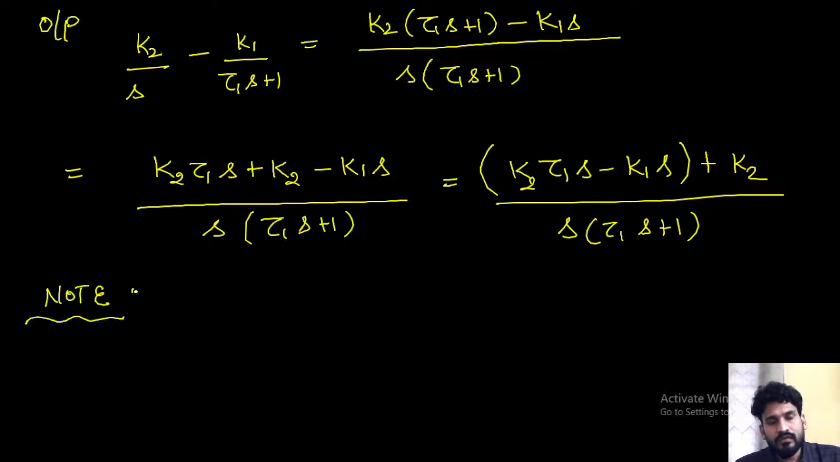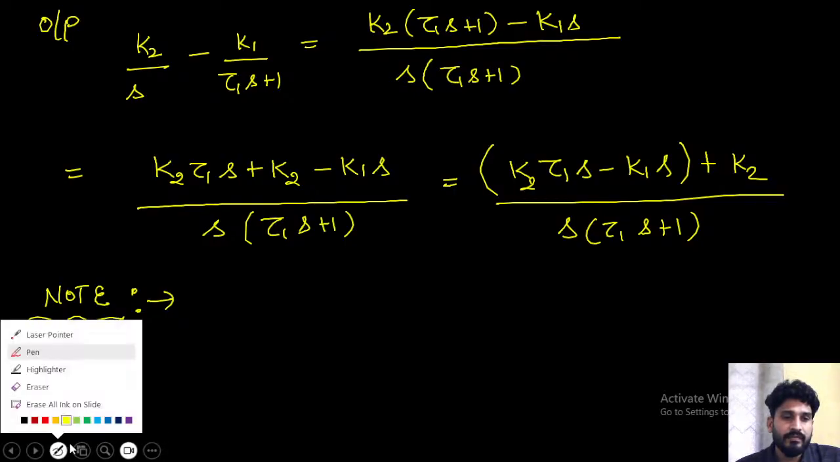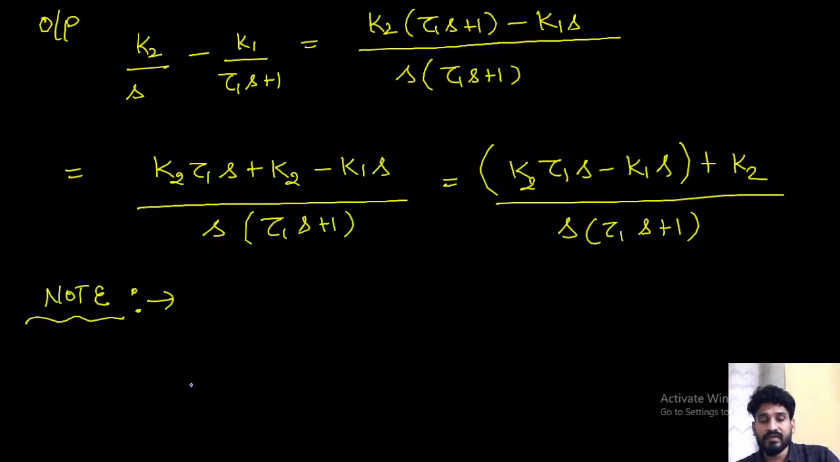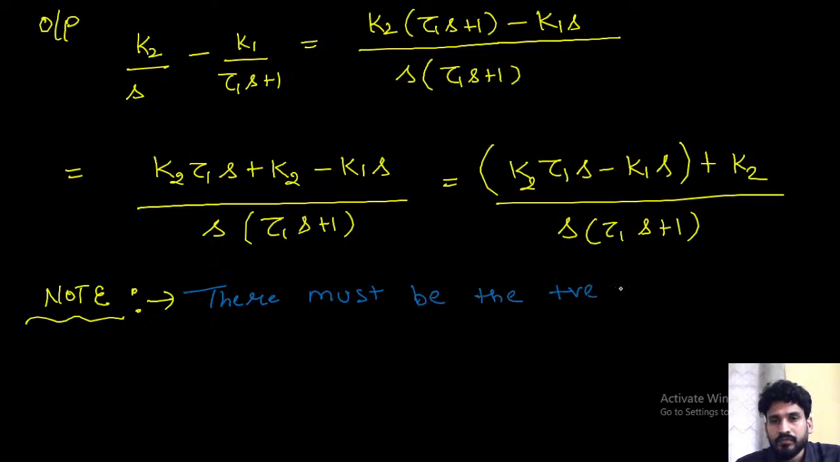This is the one line which is very, very important, and from the GATE point of view, it is very important. For a stable system, if we talk about the zeros, then there must be positive zeros for inverse response.